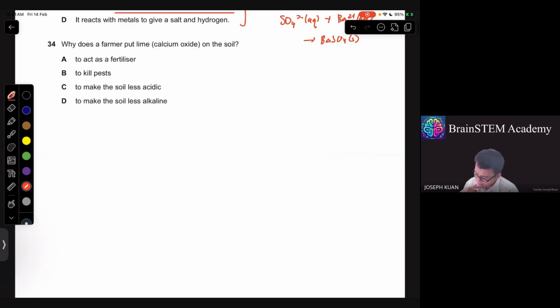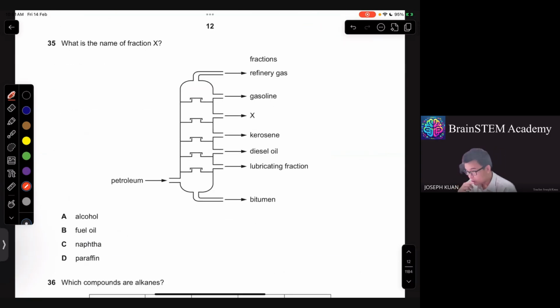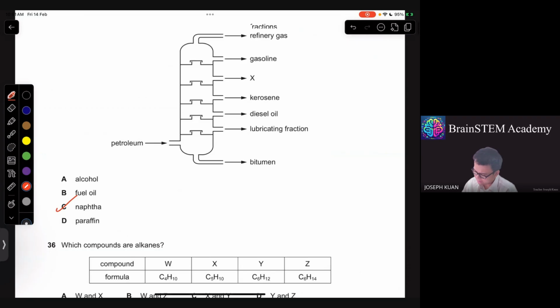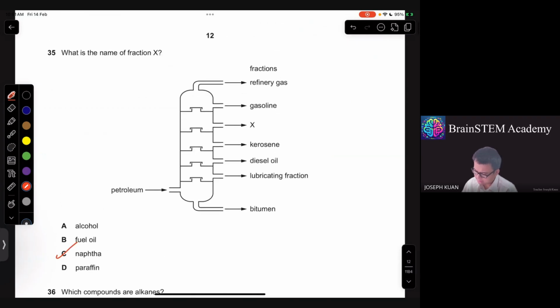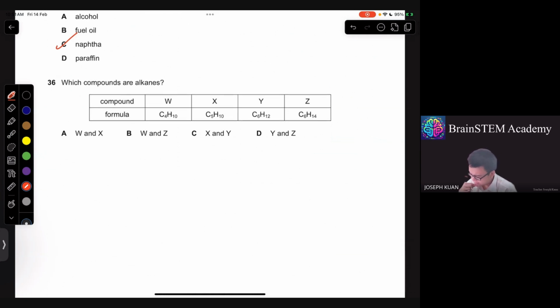Now, 34, why does the farmer put lime on the soil? That is a base, which is to make the soil less acidic. 35. What is the name of fraction X? That will be naphtha. That is for the fractional distillation of petroleum, which has a list of products coming from the fractional distillation.